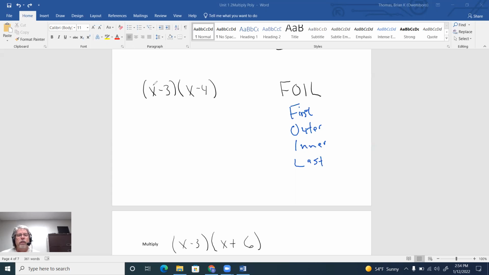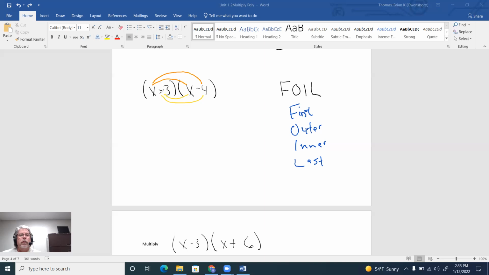So the first means the x goes with the x, and then the O means the x goes to the -4. That's the outer terms. And then I can turn my attention to the inside. So I now do my loops underneath. The -3 goes with the x, and the -3 goes then with the last terms there, the -3 and the -4 go together.